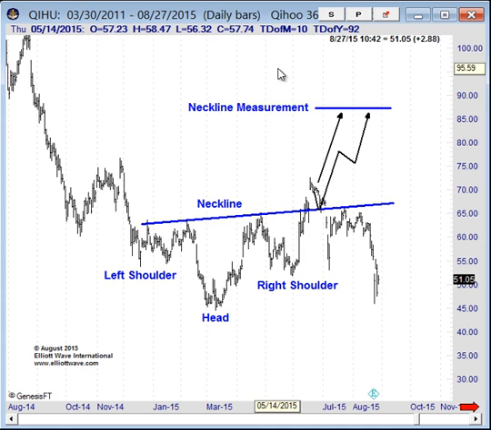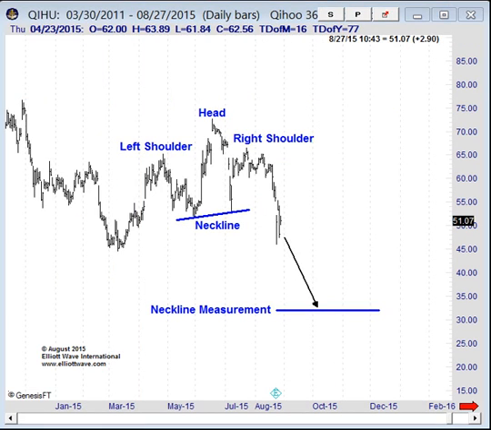But what we now can do with this issue here, I'm not even going to try and pronounce the name, something 360. Ticker symbol is QIHU. But look what we can now do with the price action in this market. We can still do another head and shoulders formation, but this one would be bearish. Here's the left shoulder, here's the head, here's the right shoulder, and here's the neckline. Neckline measurement targets about, say, roughly $30 a share.